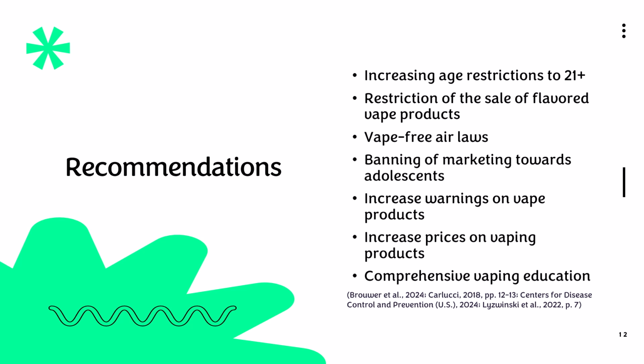Some of the recommendations for adolescent vaping are increasing age restrictions to 21 plus, restriction of the sale of flavored vape products, vape-free air laws, banning of marketing towards adolescents, increased warnings on vape products, increased prices on vaping products, and comprehensive vaping education. These are all things that I feel would be very beneficial to helping to lower the rate of adolescents vaping.